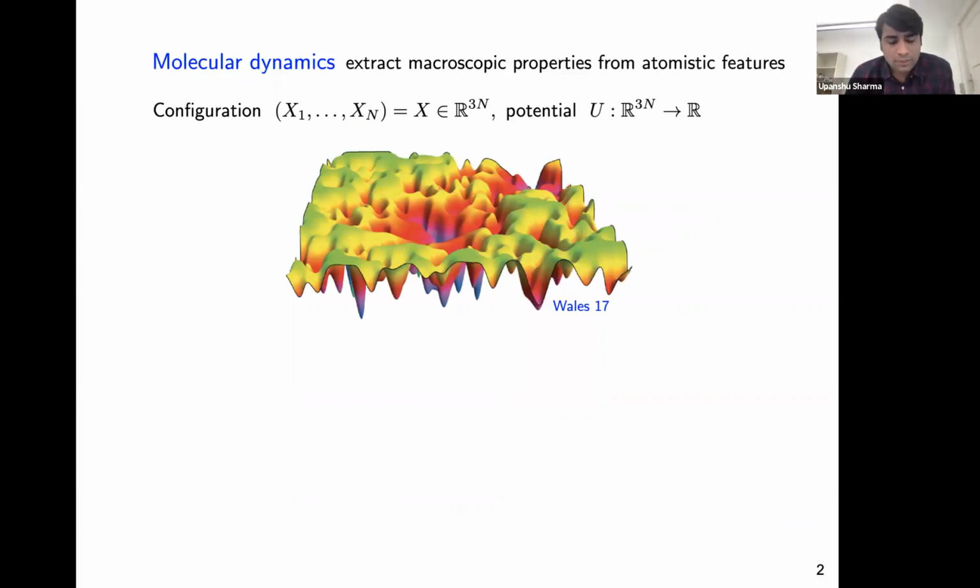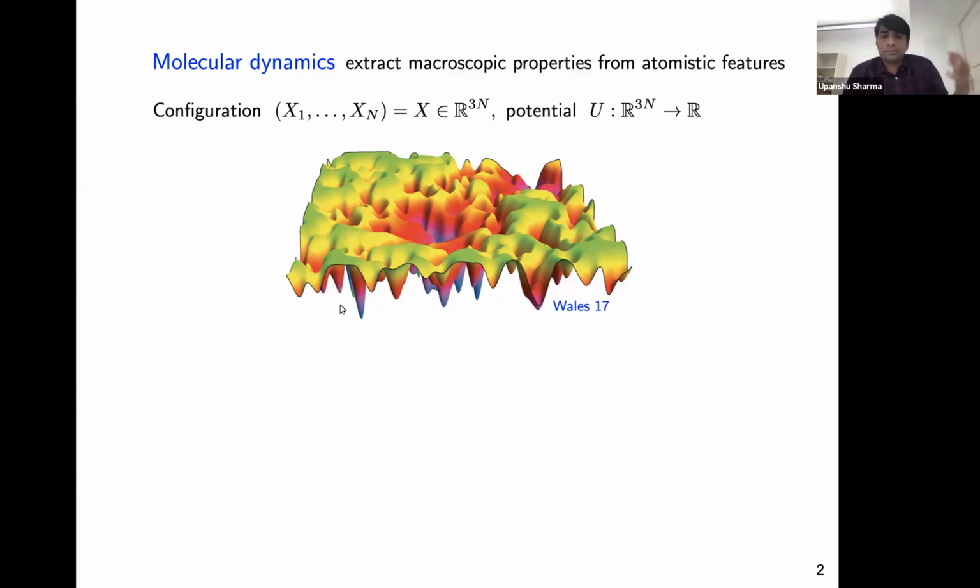Molecular dynamics is a generic name given to a variety of techniques and ideas wherein you want to extract the macroscopic properties of your system by looking at some atomistic features of your system. More concretely, imagine you have a bunch of particles, say n of them in 3D. I call the state of a particle X with the subscript i. And to any configuration of these particles, I associate an energy value by means of a potential energy landscape U.